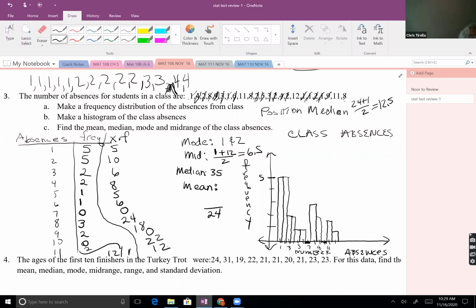And then if I add those up, just a little bit less addition: 5 plus 10 plus 6 plus 8 plus 5 plus 6 plus 0 plus 24 plus 18 plus 22 plus 12. So that adds up to 116 absences. And when I divide that by the 24 students, I get a mean of 4.8.